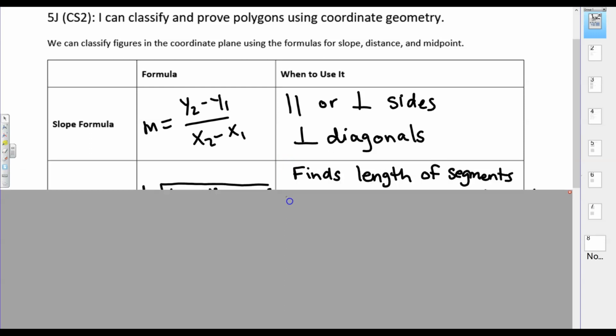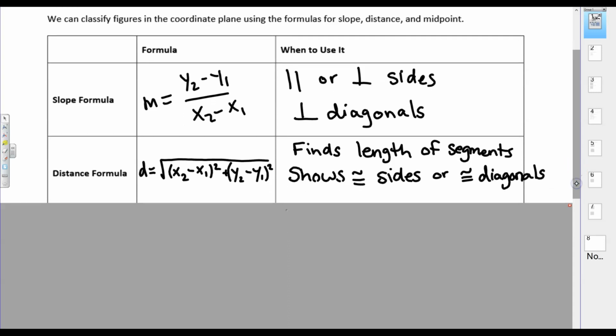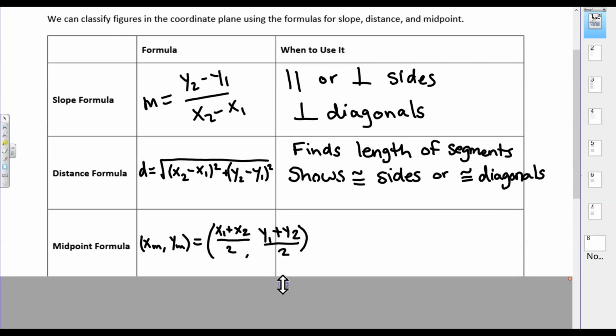Our second major tool is the distance formula. D equals the difference of the x values squared plus the difference of the y values. Oh, I missed a parenthesis. Difference of the y values squared and take the square root. The distance formula finds the length of segments, and it can show us if we have congruent sides or congruent diagonals. And finally, we've got the midpoint formula.